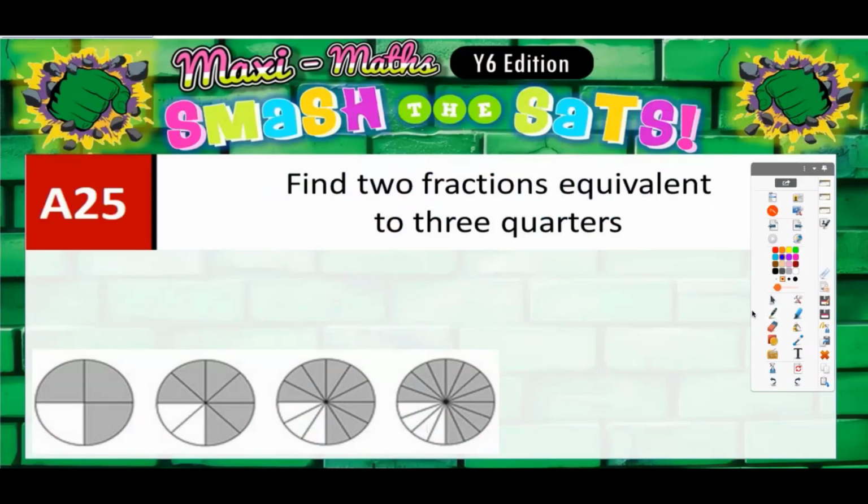Question 25, find two fractions which are equivalent to 3/4. So what we've got shaded down here is 3 out of 4. What we've got shaded down here is 1, 2, 3, 4, 5, 6 out of 7, 8. So 6 out of 8.